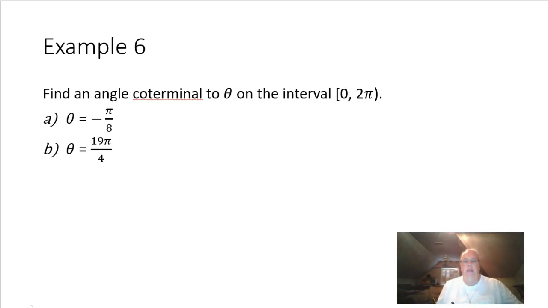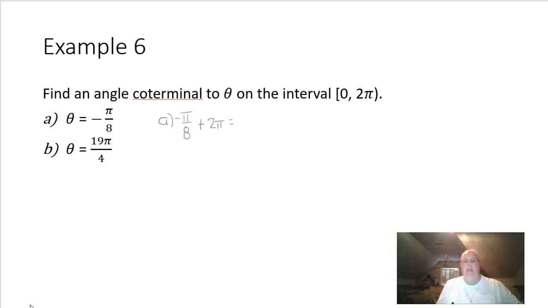Example 6, we're finding coterminal angles again, but this time we're going to be doing it in radians rather than degrees, which means we're going to be adding and subtracting 2 pi. Alright, so for part A, the angle I have is negative pi over 8, and since it's negative, that means it's less than 0, so I'm going to have to add 2 pi.